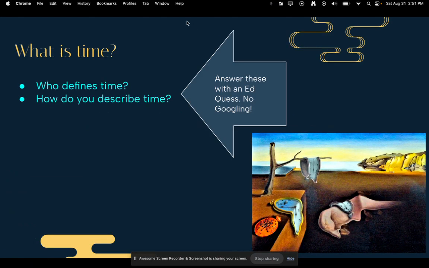The first question I am going to ask you is, what is time? You're going to answer these in the Edpuzzle with an educated guess, so no Googling, okay? So who defines time?